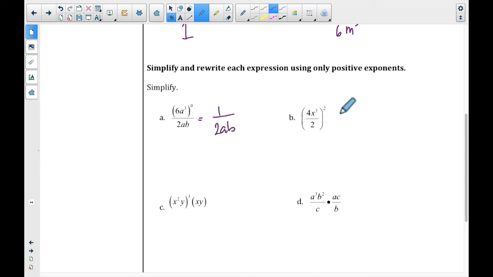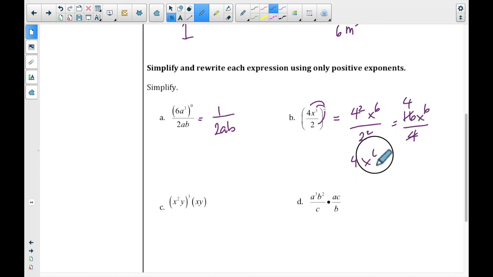We're done. This one is a second power. That 2 essentially gets distributed to all 3 parts. So that's going to be 4 squared x to the 6 over 2 squared. Okay, well, 4 squared is 16, and 2 squared is 4. 4 goes into 16 4 times. My final answer is 4x to the 6th.